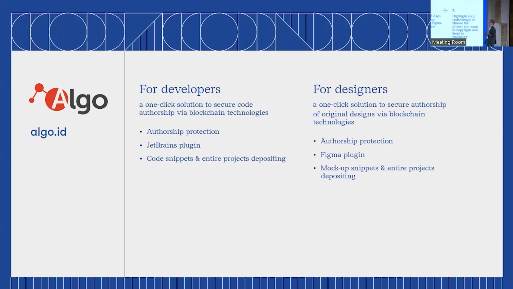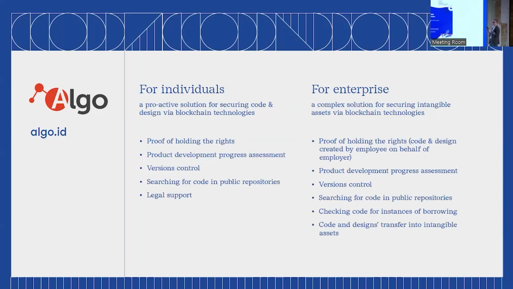So how does it work? You register at alga.id and create your personal account. You download the Alga plugin from the JetBrains or Figma Marketplace. And then you need to highlight the code of the project and send it to the repository. As a result, you have the certificate.